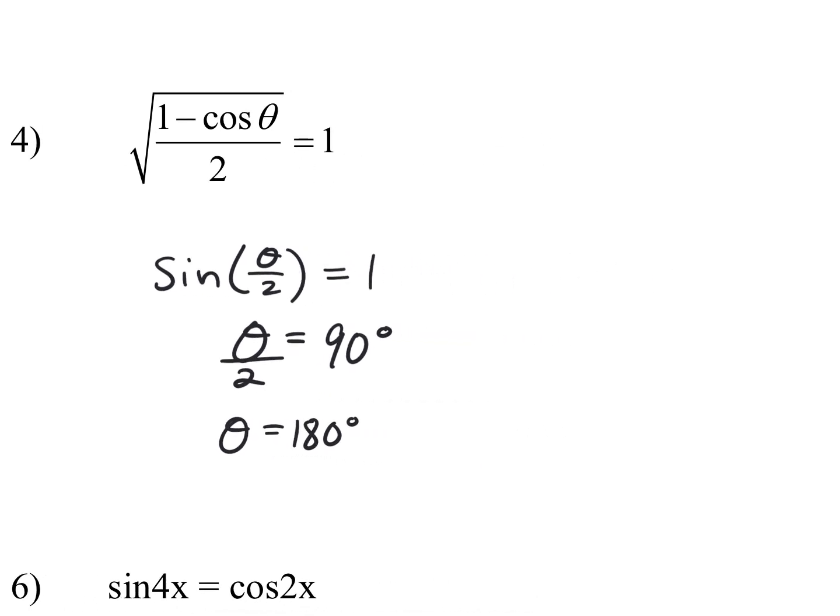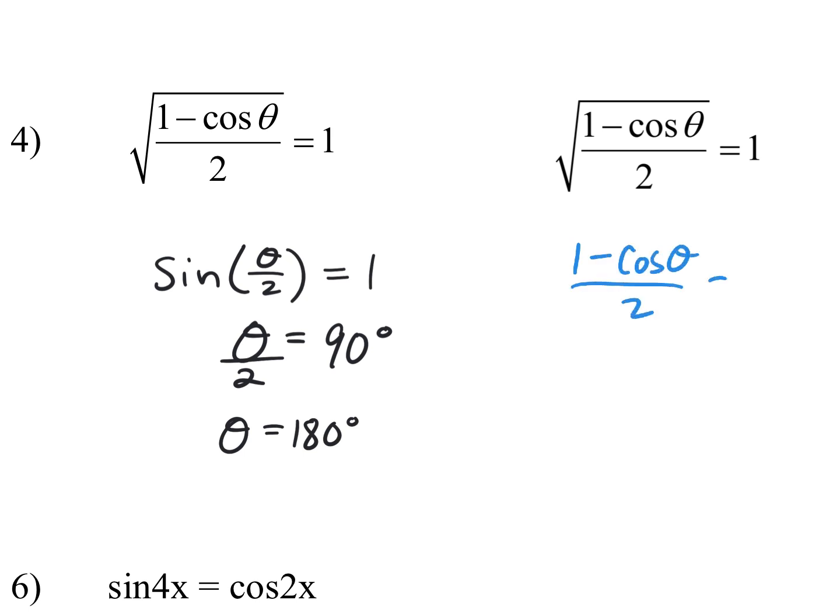That's not the only way we can solve this. Let's say we didn't necessarily recognize it as an identity. We could solve this algebraically as well. I'll use a different color just so we can make sense of it. If we were to square both sides, we would get 1 minus cosine theta over 2, all equals 1. We can keep chipping away here, double both sides. 1 minus cosine theta equals 2. Subtract 1 from both sides. Negative cosine theta equals 1. So cosine theta would equal -1.